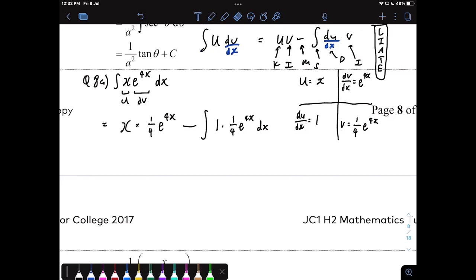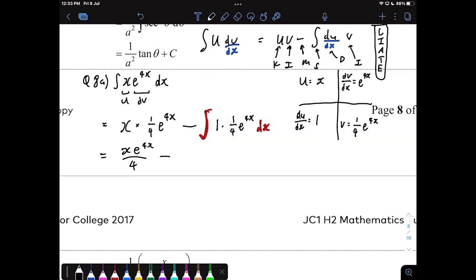All this are a bit extra. I don't want to distract you with all this. Your main focus should be identifying what's your u and dv. Then use the formula. Then I'm sure you know that you need to end off with dx, and must have an integral sign. Don't just blindly copy down the du and v. Okay, then we carry on. This one simplify. You just get x e power 4x over 4 minus, there's a 1/4.